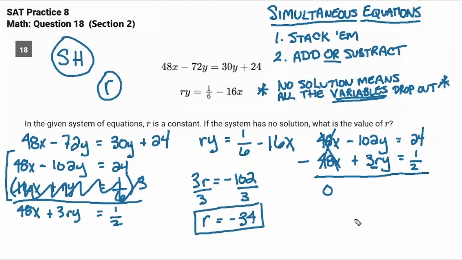That's the answer. Before you go, I want you to make sure you understand this. 3ry is 3 times negative 34y, which is negative 102y. Negative 102y minus negative 102y is going to be negative 102y plus 102y, which is going to make my y's go away. And then I've got no y's, and I've got no equation. And if I got no equation, I got no solution. This problem is very hard, but you can get it right and move on.